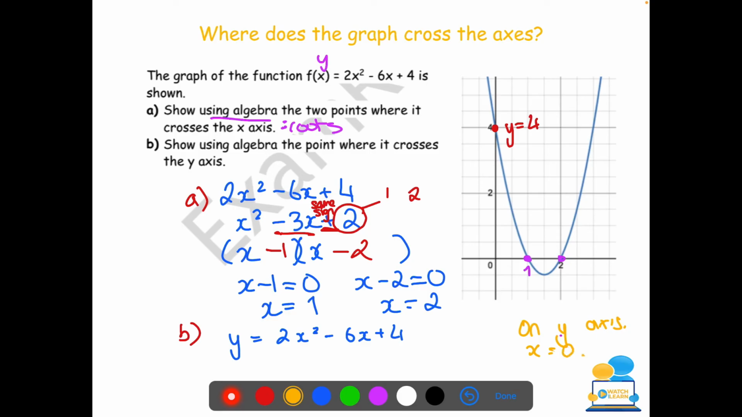What we're going to do is substitute 0 in everywhere we see x. So y is equal to 2 by 0 squared minus 6 by 0 add 4. Well, y is equal to, when we look here, 0 squared is 0, by 2 is 0, minus 6 by 0 is 0, so y is equal to 4.